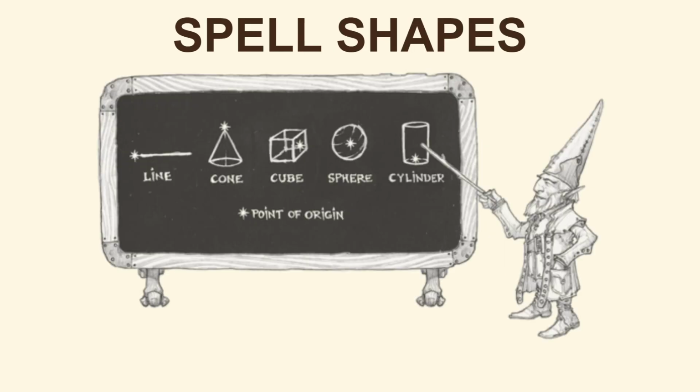Spells with an area of effect will have one of 5 potential spell shapes, from the selection of a line, cone, cube, sphere, or cylinder. The point of origin for most of these shapes is a point in space. However, some shapes originate from the caster themselves. These are often the line or cone shapes, such as in the spells Burning Hands or Lightning Bolt.